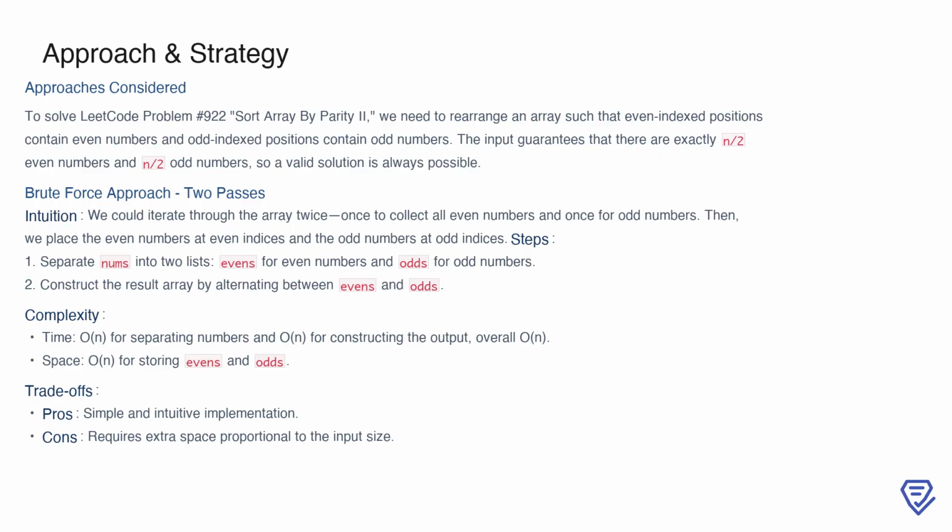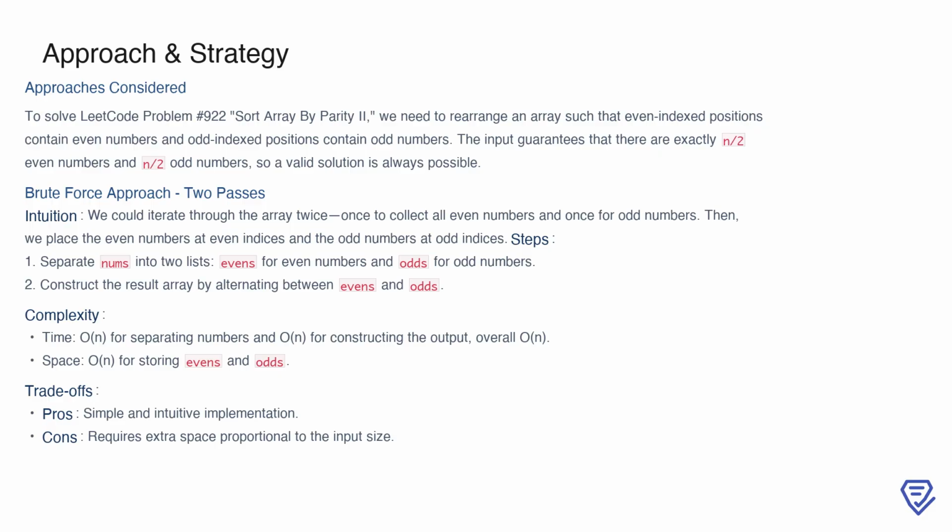Here, we pass through the array twice, once to collect all the even numbers into a separate list and once for the odd numbers. After that, we construct the result array by alternating between these two collections. While this method is simple and intuitive, it does require additional space to store the two separate lists.